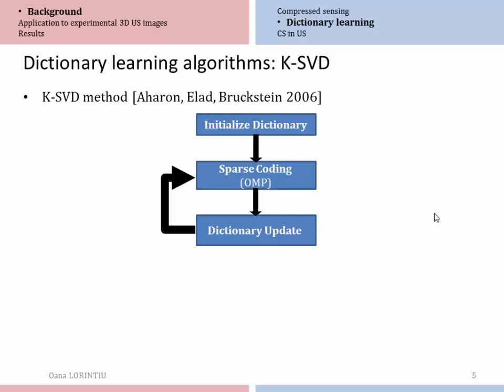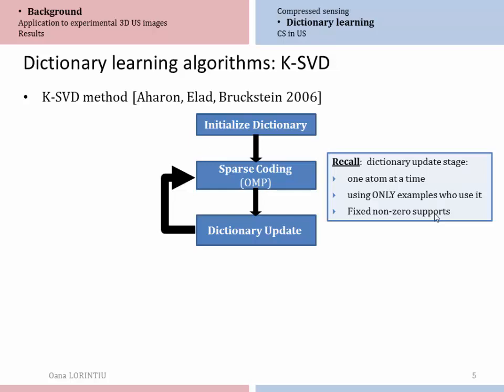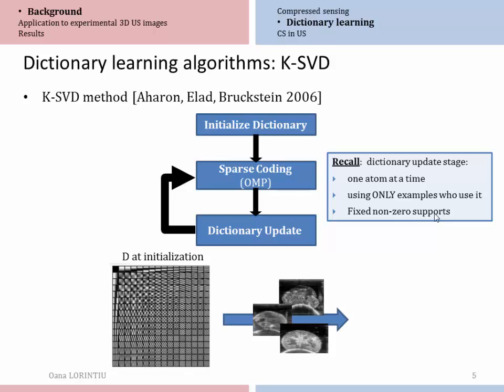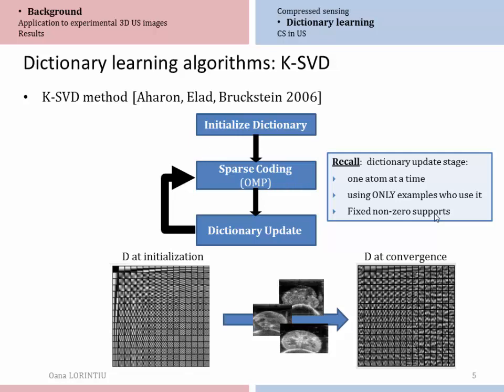And once you have the sparse coefficients, you go on to the dictionary update stage, where you update your dictionary one atom at a time, using only those examples from the training samples that use it, and you fix the non-zero support. For example, if this is a DCT at initialization, and if we apply the K-SVD method on ultrasound images of different organs, then at convergence you will get a dictionary that is completely different from the initial one. And in the case of ultrasound signals, the texture in every patch atom changes from one to another.